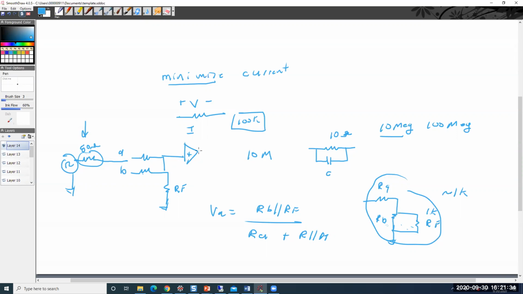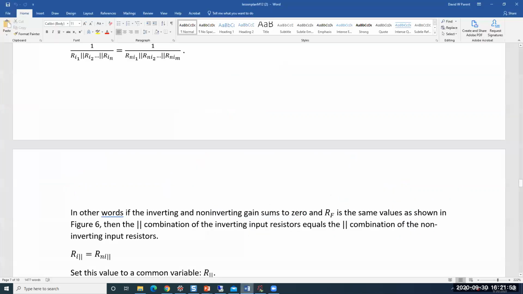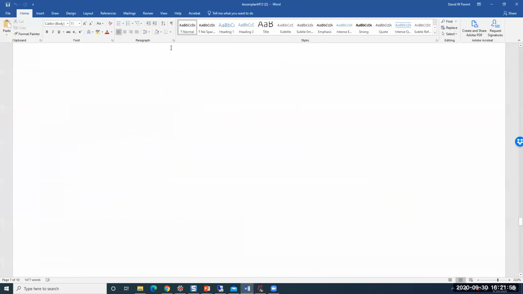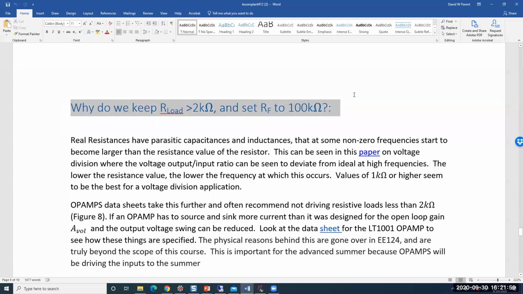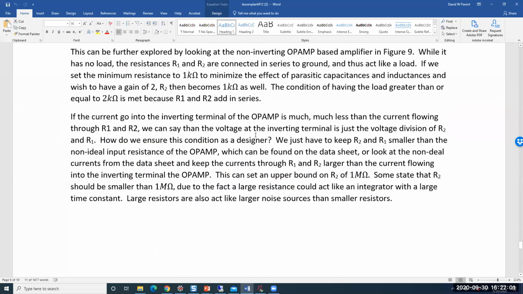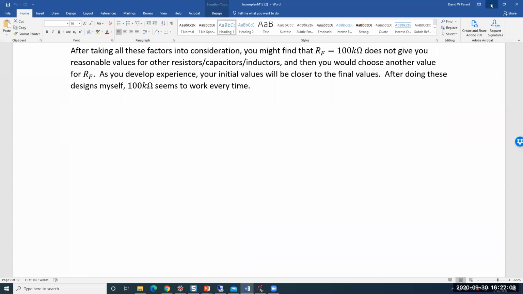Then there's another reason, is that many op amps can only supply like 20 to 40 milliamps. So if there's an op amp driving this and the resistances are too small, you can have an issue there. Now, I just want to double check something. Also, at the end of those notes, I kind of talk about that a little bit, okay?